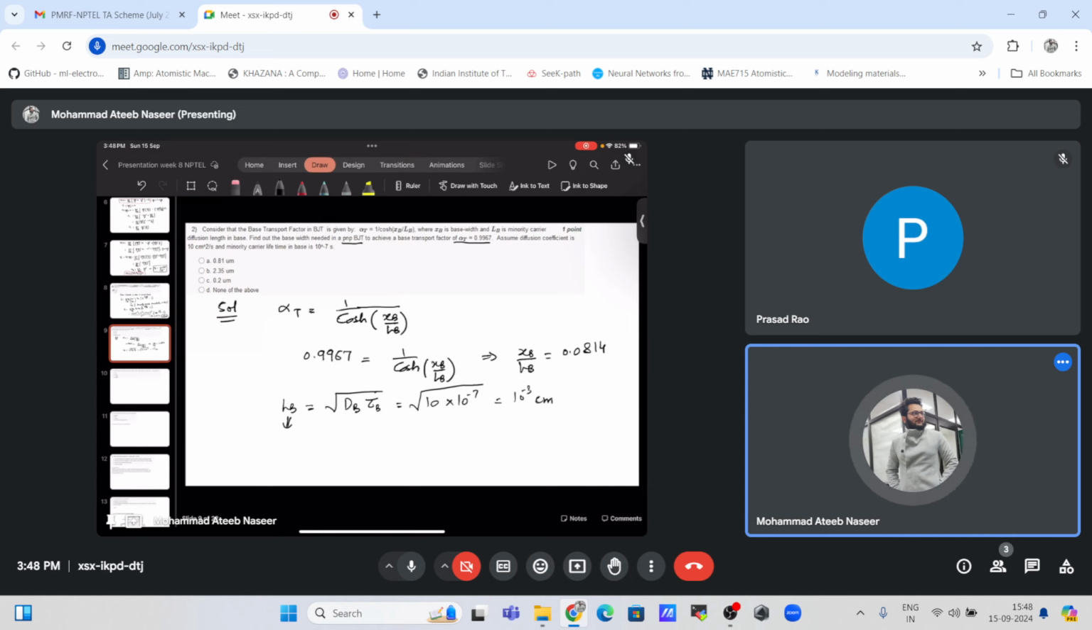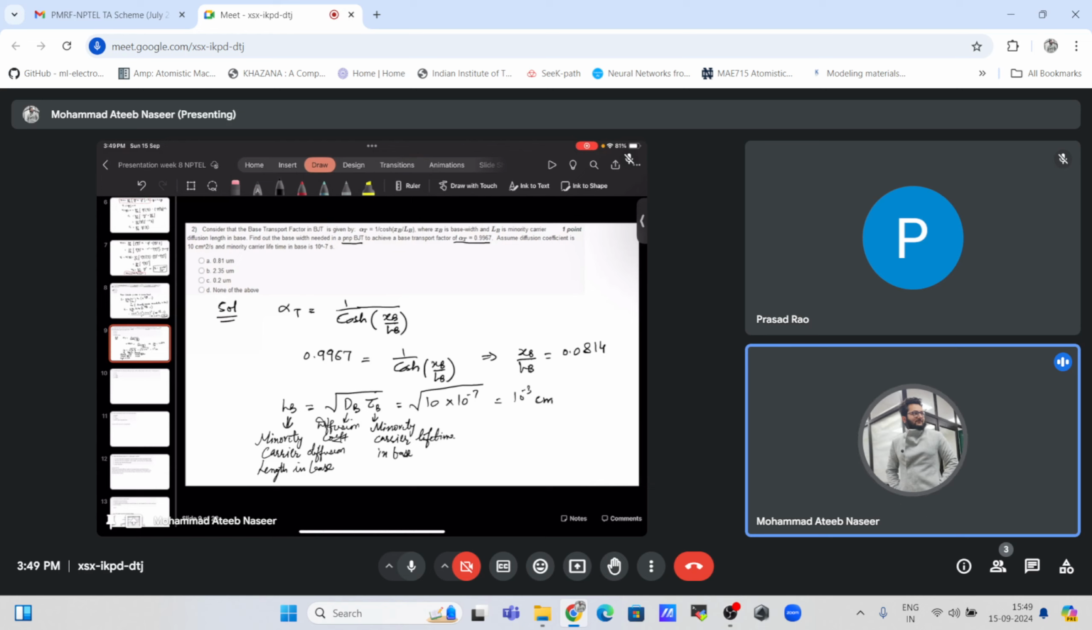So this is the minority carrier diffusion length in base, and this is the minority carrier lifetime in base, and this is the diffusion coefficient.